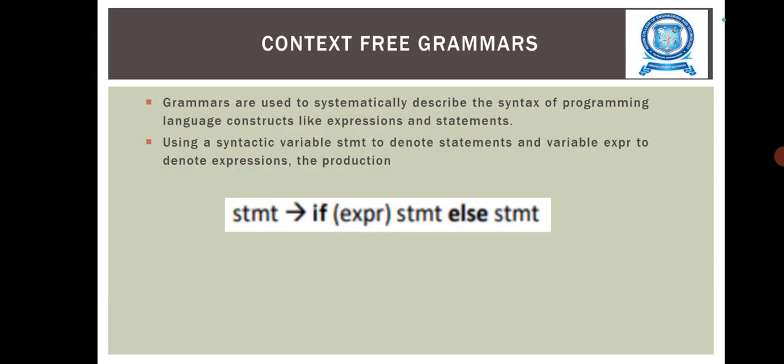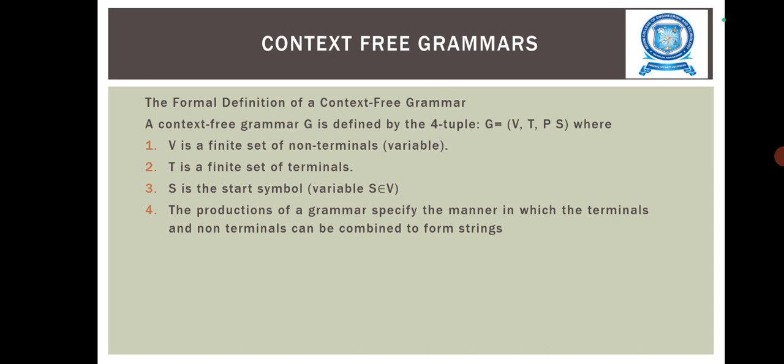Context free grammar. Grammars are used to systematically describe the syntax of programming language constructs like expressions and statements. Using a syntax variable stmt to denote statements and variable expr to denote expressions is an example of a context free grammar. The formal definition of a context-free grammar: it is defined by the four-tuple G = (V, T, P, S), where V is a finite set of non-terminals or variables, T is a finite set of terminals, and S is the start symbol.